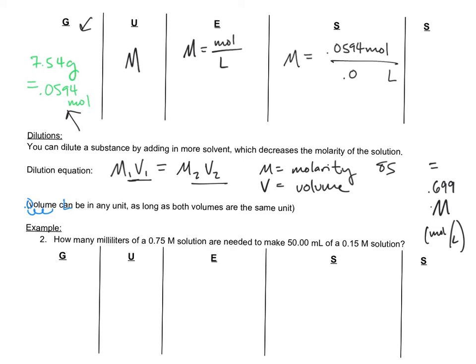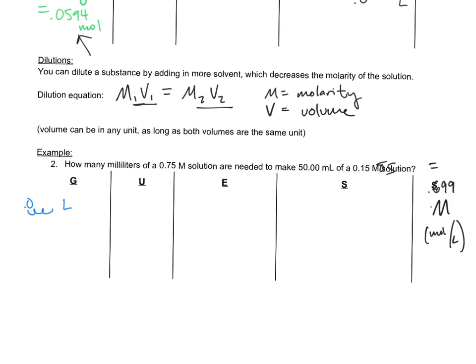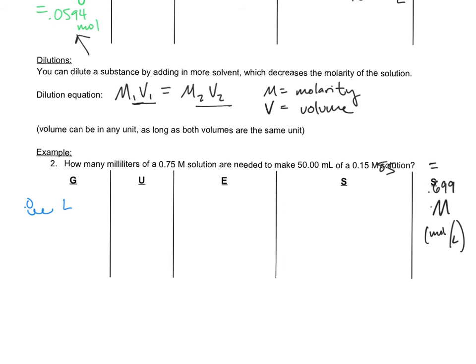All right, so let's look at an example using the guess method once again. Our example says, how many milliliters of a 0.75 molar solution are needed to make 50.00 milliliters of a 0.15 molar solution? And that capital M there is for molar. It stands for moles per liter. All right, so we're going to go look for our given information to write under the G for the guess method. First up, we've got a 0.75 molar solution. That is going to be molarity.